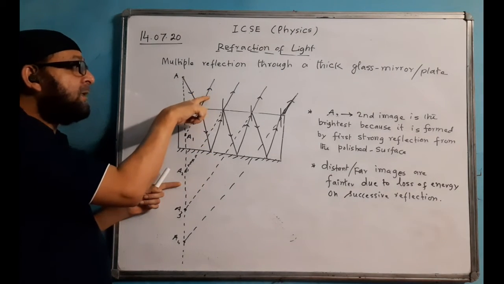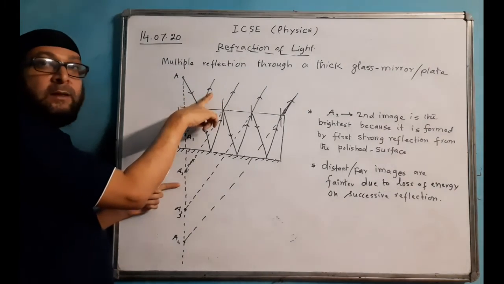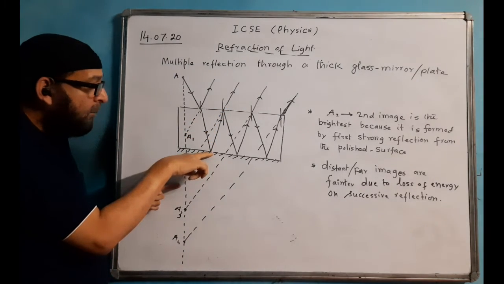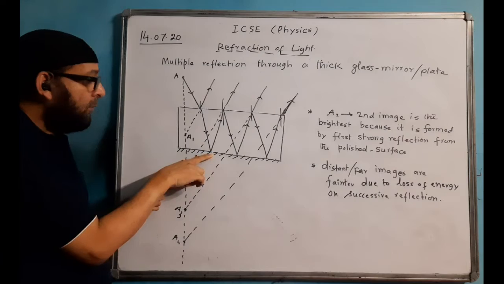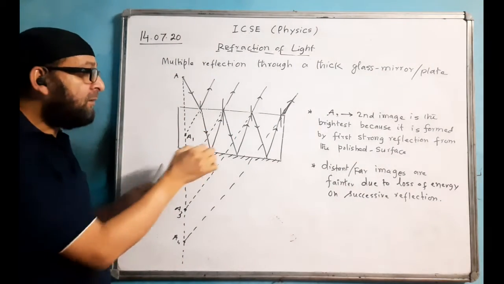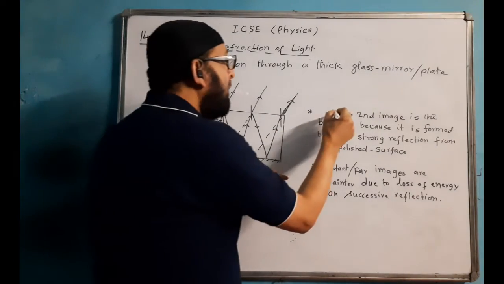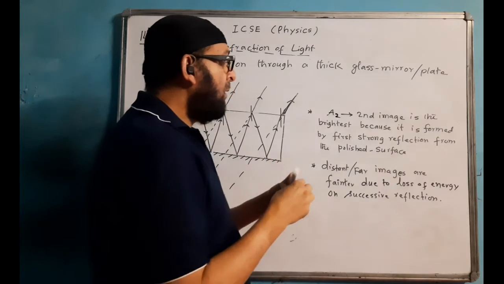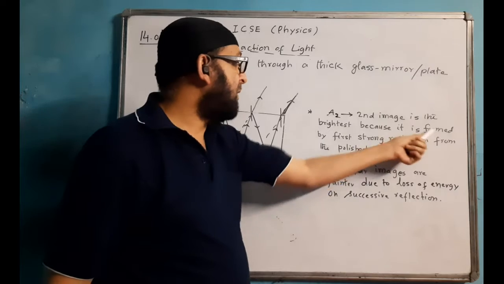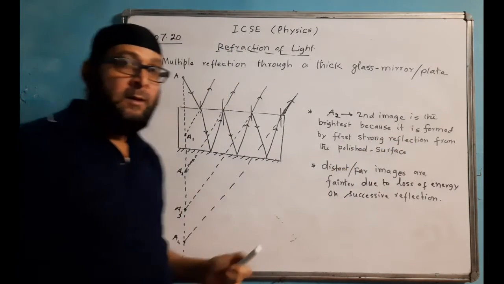That is A1, but it is not formed by the polished surface. This contains much less energy because of partial reflection. Here is the strong reflection. The polished surface is there. This is the first image of the polished surface. That's why A2 is the brightest. Since A2 is the first image of the polished surface, you can write that too. And I have given the reason also for it. A2, which is the second image, is the brightest, not A1, not the first image, because it is formed by the first strong reflection from the polished surface.